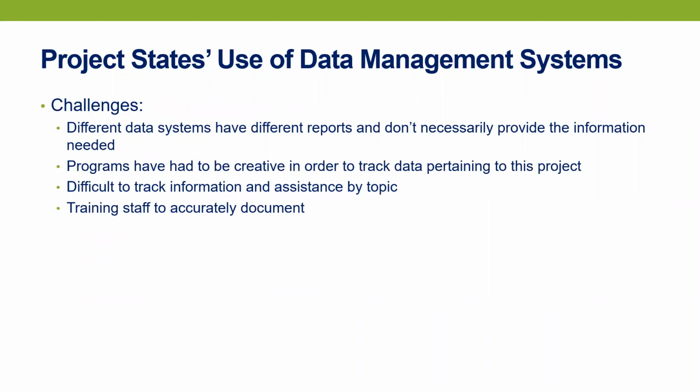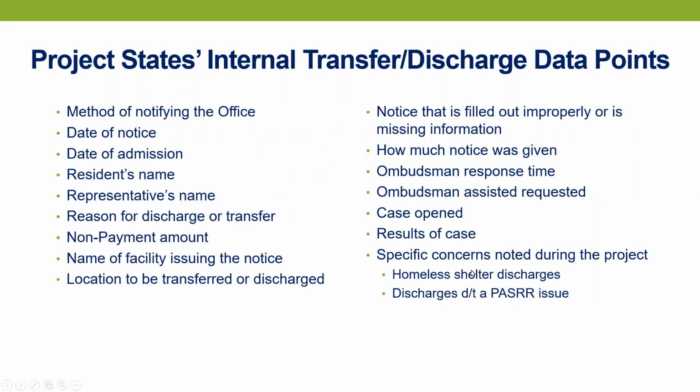So again, I kind of talked about the challenges a little bit before. The different data systems have different reports and don't necessarily provide you the information that you need or that you want to be gathering or collecting. Some programs have had to be creative in order to track data pertaining to this project. Maybe they didn't want to develop an internal tracking process, so they're trying to be creative with how they track within their web-based system. And it is difficult to track information and assistance by topic, whether you're working in Ombuds Manager or PeerPlace or what have you. And then training staff to accurately document can be quite a challenge in terms of cases versus consultations surrounding discharges and transfers, or, how do you count this or how do you count that? That can be a little bit challenging with the new information coming through.